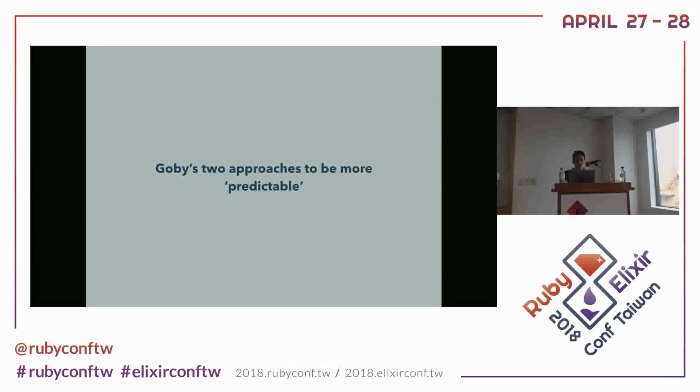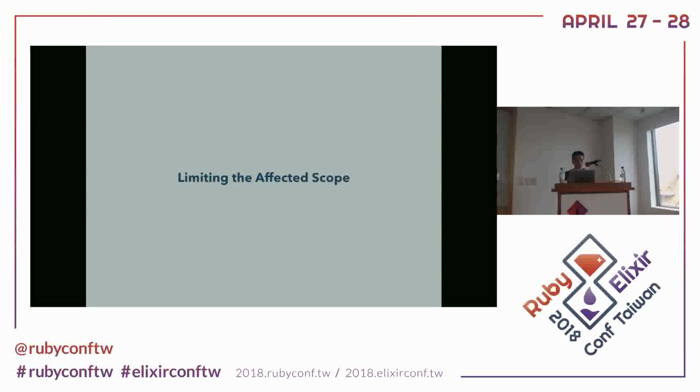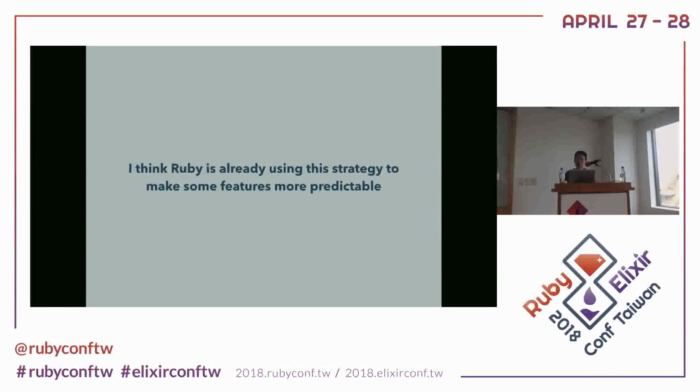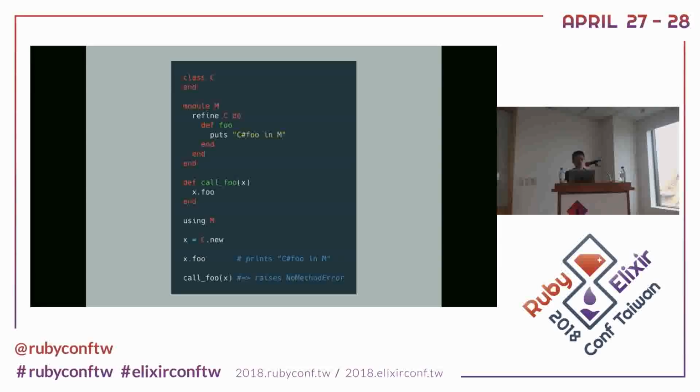So today I want to introduce two approaches that can make Gobi programs more predictable. The first is limiting the effective scope, and the second one is making the target explicit. So let's talk about limiting the effective scope first. I think Ruby is already using this strategy to make some of its features more predictable, like refinements. And because this is a relatively unused feature, I will give a short demonstration of it.